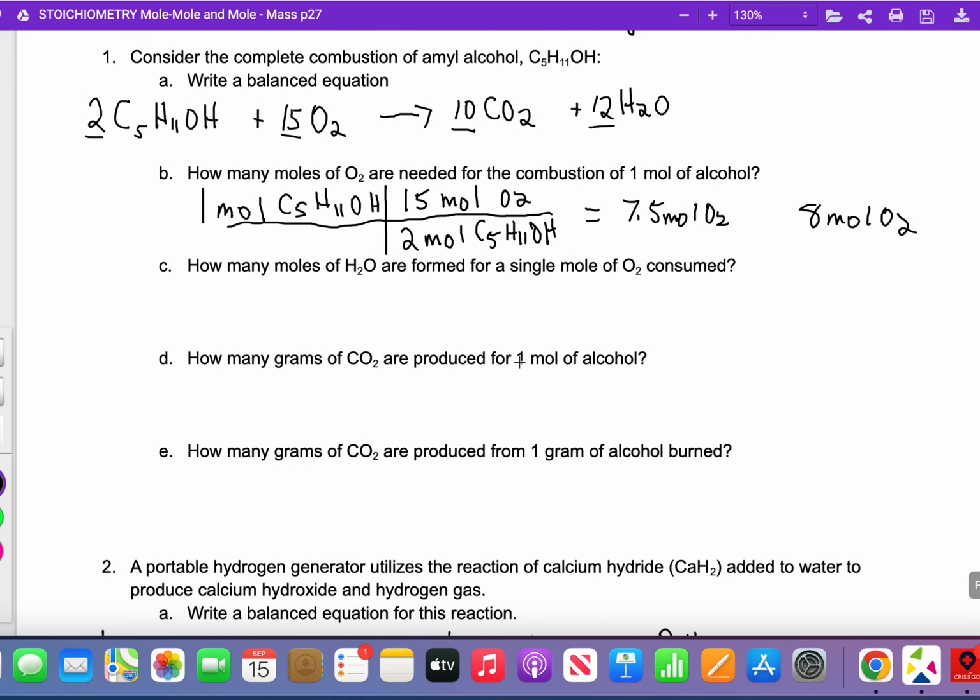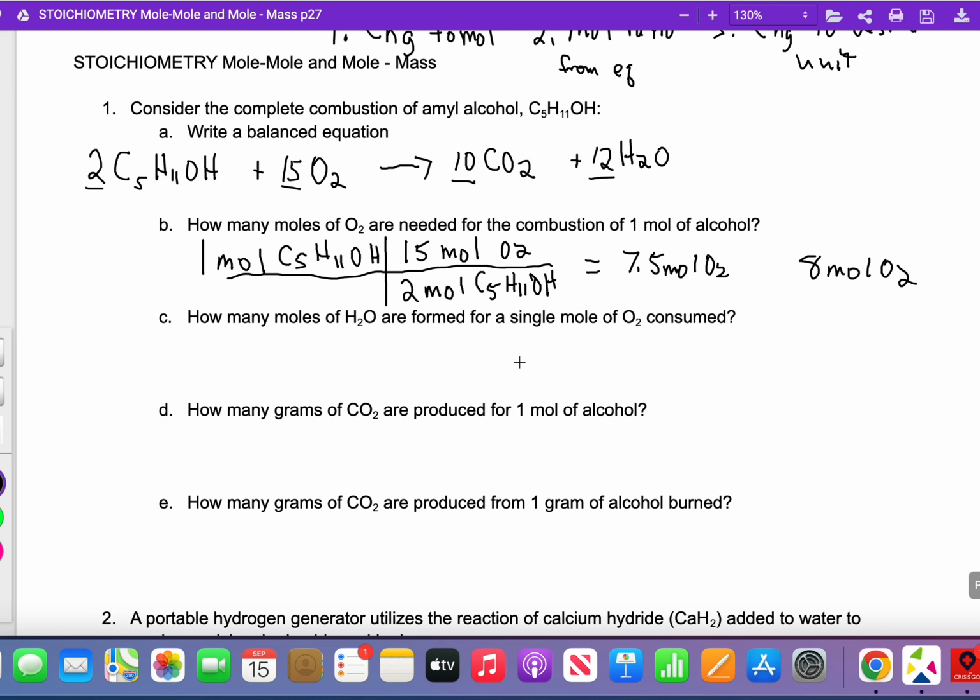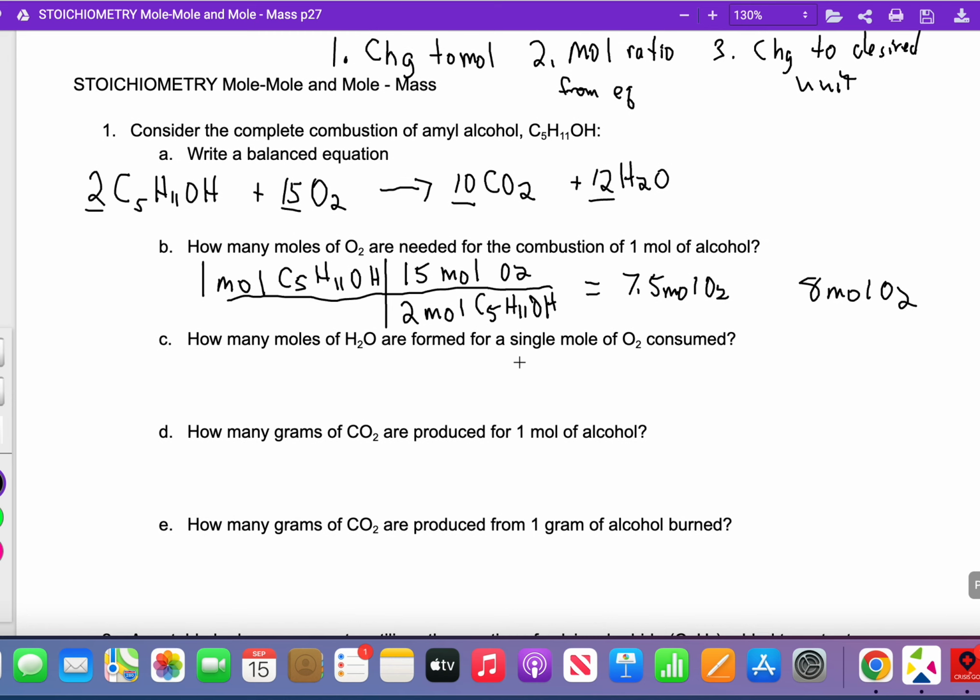Let's go down to E right here. All right, letter E. Okay, how many grams of CO2 are produced from 1 gram of alcohol burned? So I'm going to write 1 gram C5H11OH. And I'm going to draw the picket fence. Now this is a problem we haven't done before. This is a gram to gram problem. Okay, step number 1, change to moles.